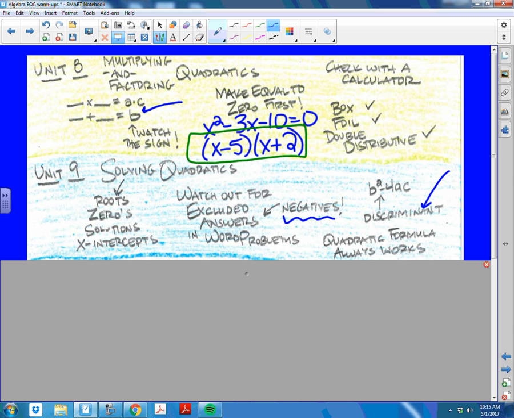Remember what the discriminant is? It's b squared minus 4ac. If b squared minus 4ac is greater than 0, you've got 2 roots. If it equals 0, you have 1 root. And if it's negative, you have no roots, no solutions. And at the end of the day, guys, if you run into problems, remember the quadratic formula. Even though it looks ugly, it always works, no matter what. You just have to put it in standard form and make it equal to 0 first. That is critically important, making the quadratic equal to 0 first. That's putting it in standard form.